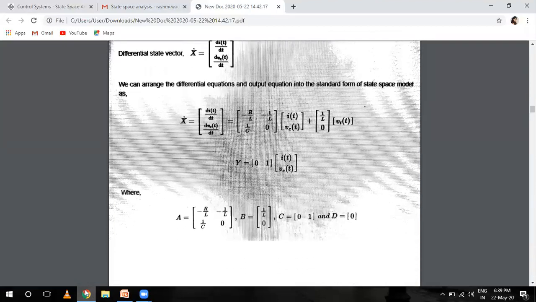A is this, B is 1 by L 0, and C is 0 1, and D is my feed forward matrix, that is equal to 0, and Y is equal to 0 1, that is my output equation, in terms of IT into V IT and VCDT in the matrix form.